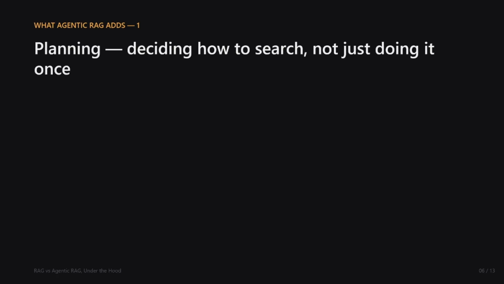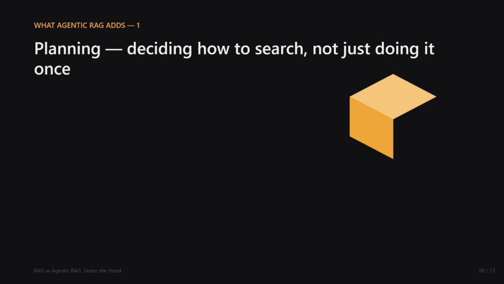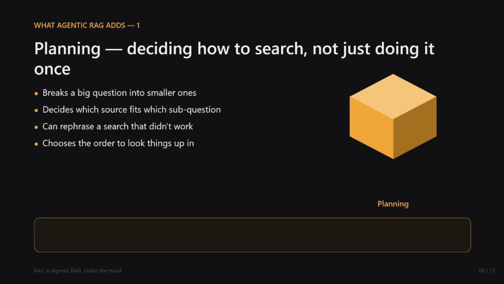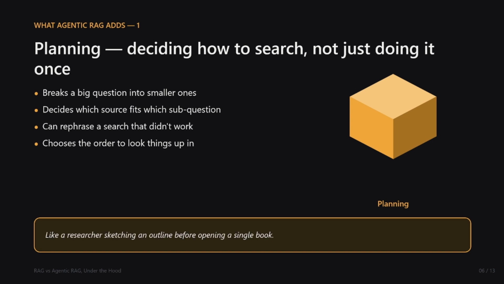The first extra ability agentic RAG adds is planning. Planning means the system thinks about how to search before searching. For example, if the question is big, it can break it into smaller questions. It can decide which source is best for each smaller question. It can also rephrase the search if the first search does not work well. A simple example is, a good researcher does not open a random book first. They first decide what they need to find.